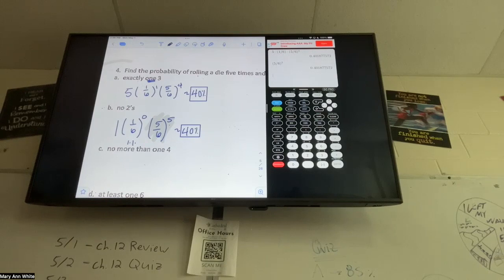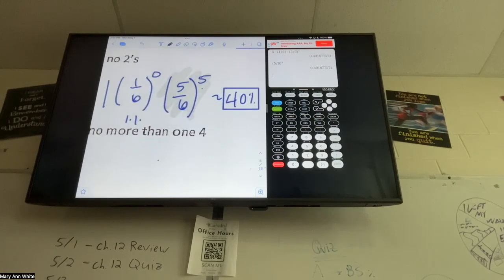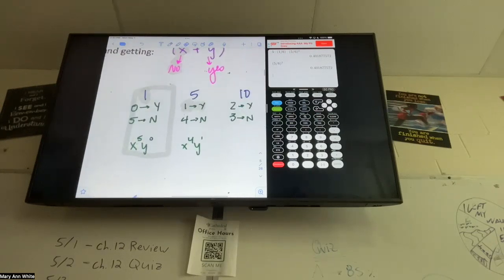Okay. The next one says no more than 1 four. So what's okay for us? What's a yes for us? How many 4s is yes? You have 0 4s, and how many other 4s could you have? 1. So we want to do the 0 and the 1. So on the last one, we did just 0. The first one we did 1. Now we're going to do them both together.